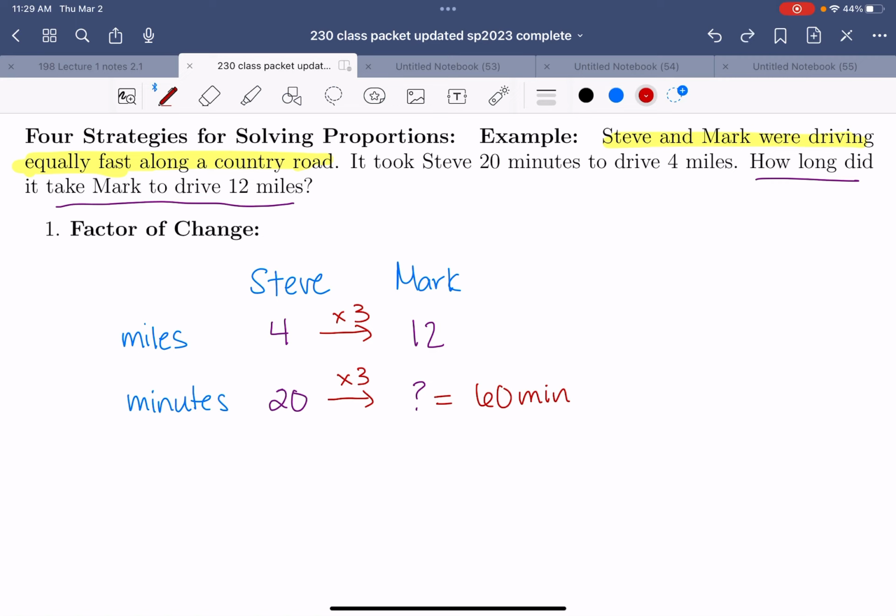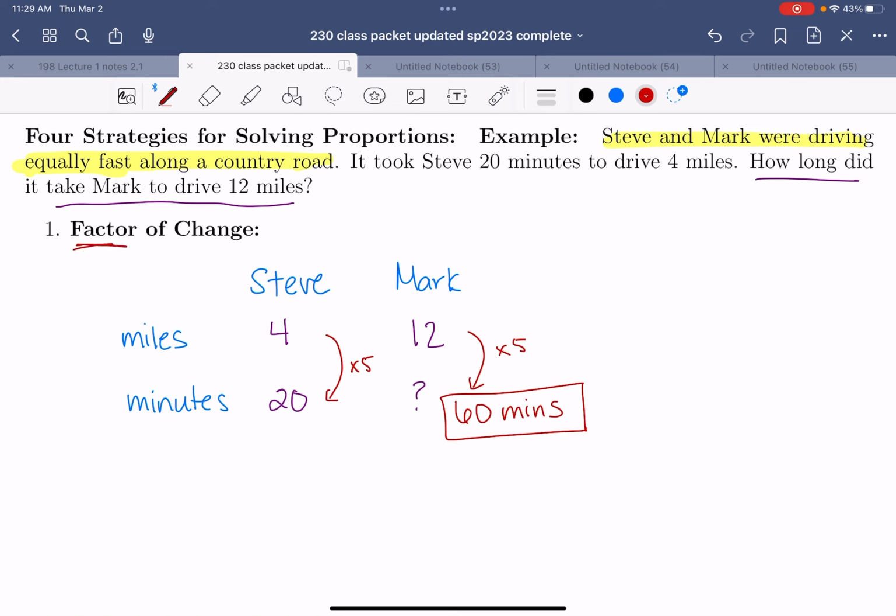Alternatively, let's go backwards. Instead, we could say I could go from 4 to 20, so this is times 5 in this direction. The same thing here, 12 times 5 would also be 60 minutes. So it doesn't matter which direction or which way you set up your labels, as long as you have a change in multiplication. Factor means multiplication, and the change is from one category to the next. So this is a factor of change strategy.